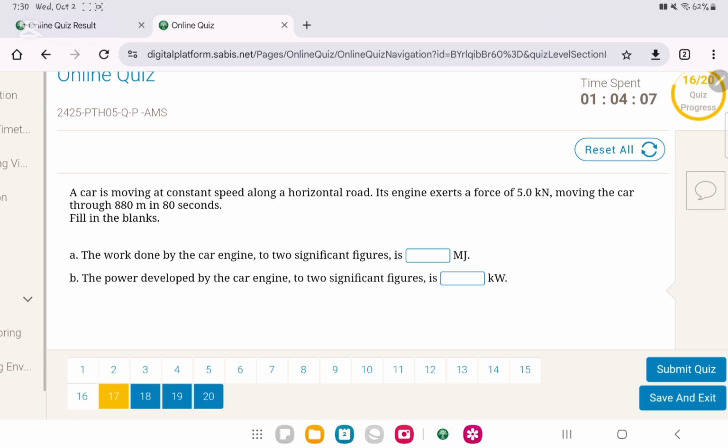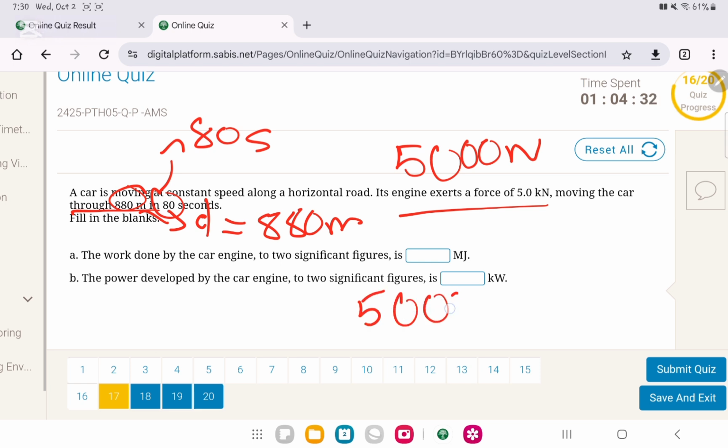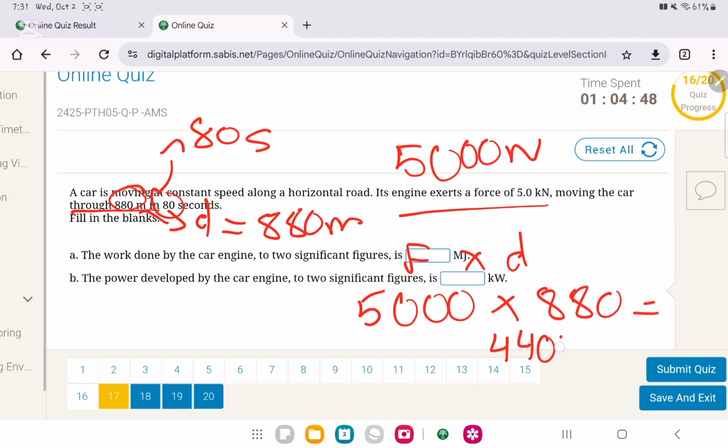Again, a car is moving at a constant speed along a horizontal road. Its engine exerts a force of 5 kilonewtons, which is 5,000 newtons, moving the car through 880 meters. This is the distance, 880 meters in 80 seconds. First, they need the work done by the car engine. How do we find the work done by the car engine? We do force times distance. So 5,000 times 880.